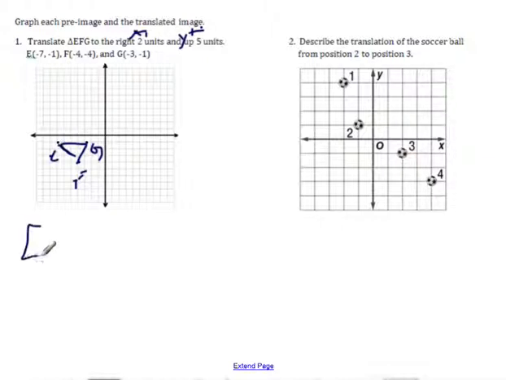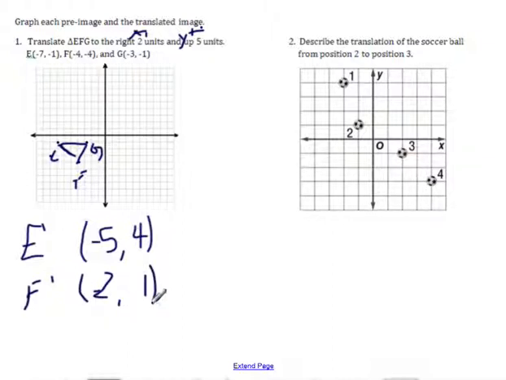So for E prime, I'm going to take -7 and add 2, that's going to give me -5. Take -1 and add 5, and that's going to give me a +4. Then for F prime, I'm going to add 2 to the x coordinate, that's going to give me -2. Add 5 to the y coordinate, that's going to give me a +1. Then for G prime, I'm going to take -3 and add 2, that's going to give me -1. And then -1, I'm going to add 5, which is going to give me 4. So now I'm ready to graph those points.